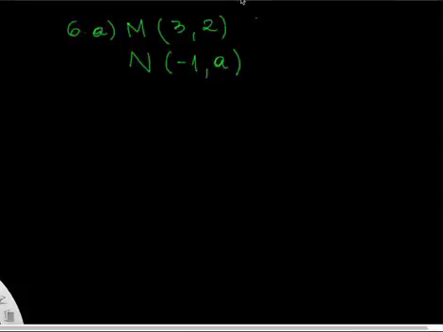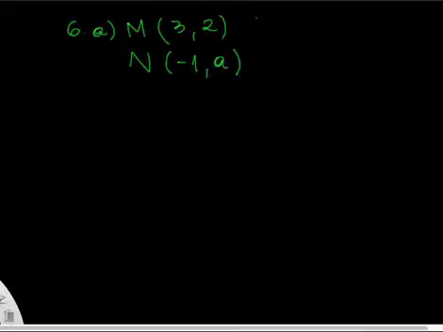Question 6, and very simple, find the value of the unknown. Okay, so they're giving us 2 points, M and N, and they're telling us that they are 4 units apart. And here it's simple, but we need to understand what does that mean, 4 units apart.